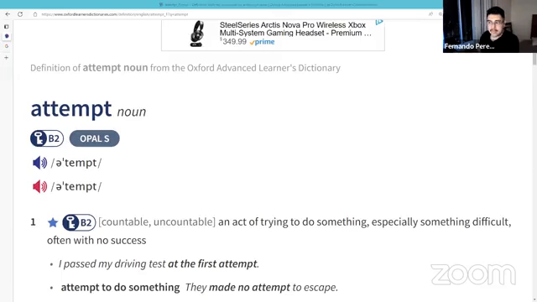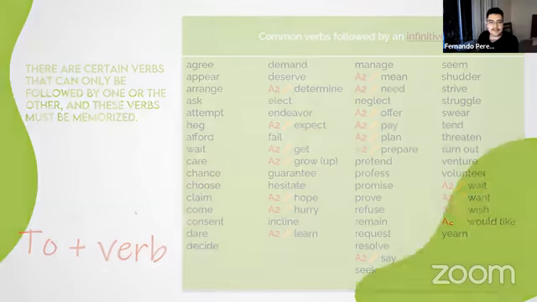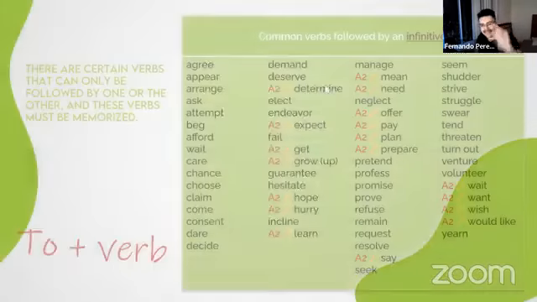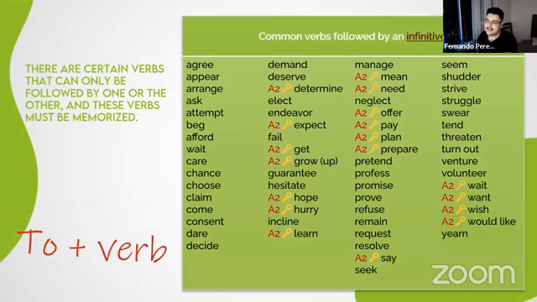I attempted to call you. I attempted to call you 2 hours ago. Synonym, I tried to call you 2 hours ago. I had the intention to call you 2 hours ago. So in this particular case, it is incorrect to say, I attempted calling. That's incorrect, because the verb is not in the list. If the verb is in this list, you use a gerund. If the verb is in this list, you use a connector to.